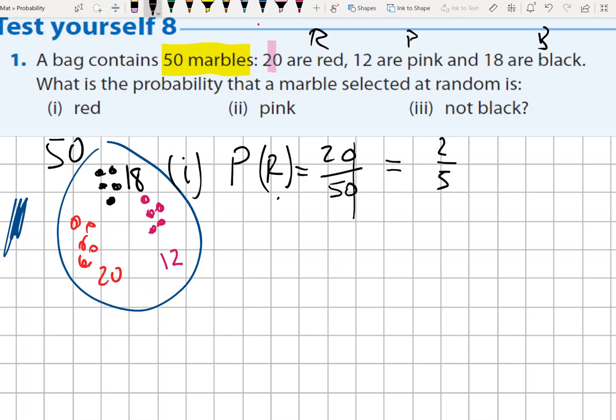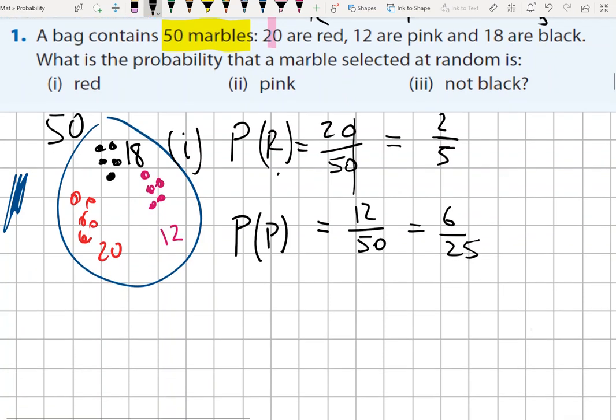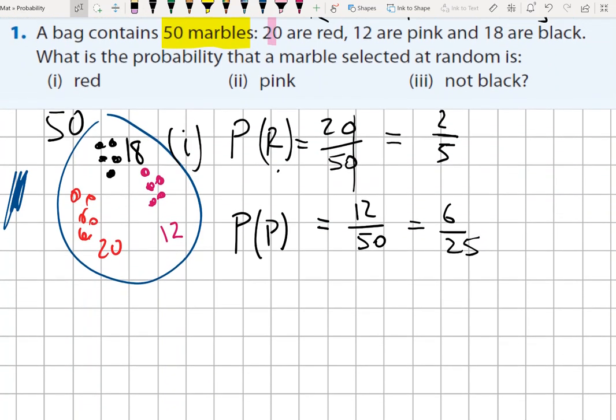Don't ever go decimal unless you have to. 2/5 is the perfect answer. Now the next thing is what's the probability of pink? Equals, we look for pink, there's 12 out of 50. They're both even numbers. Calculator will know that anyway. So you either reduce it with mental maths or you reduce it with your calculator and you get 6 over 25.